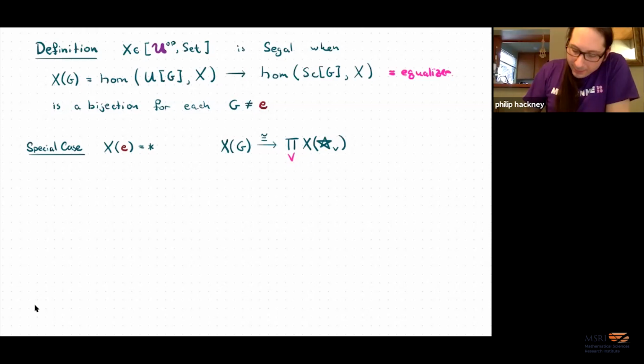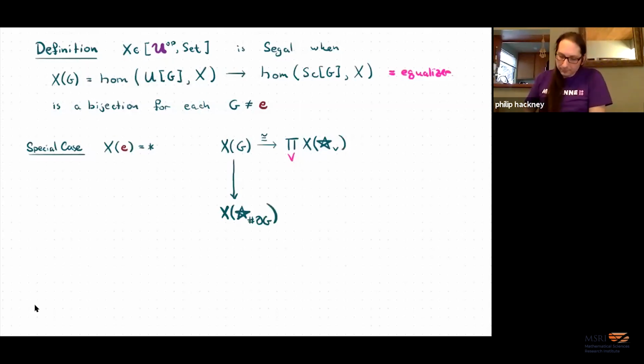And we can use this to define some structure, because here we have a map from X of G to X of a star on the number of boundary components of G. So this gives us some kind of operation that takes these decorations at the vertices and produces something here.